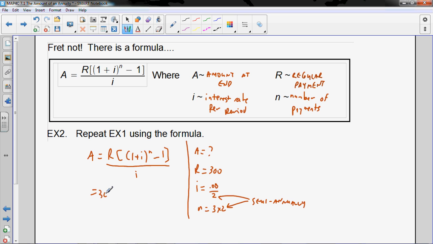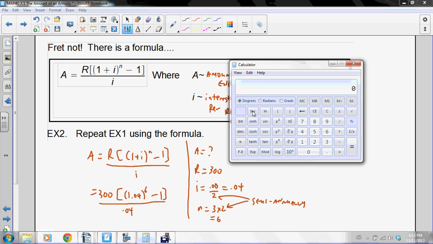So R is 300. I was 4% there, 0.04. So I go 1 plus 0.04, N is 6, minus 1, all over I is 0.04. Okay? And, you know, this isn't easy to put into the calculator, but it's not that bad either.